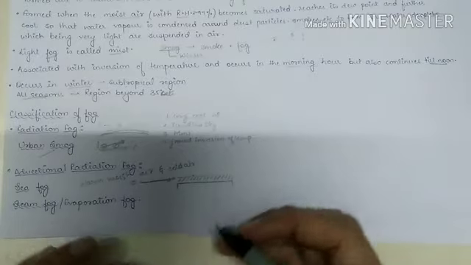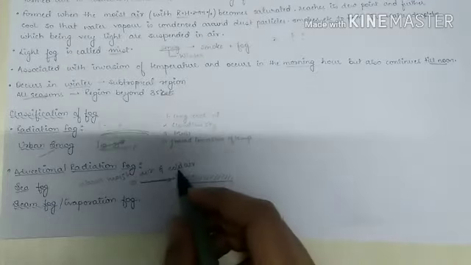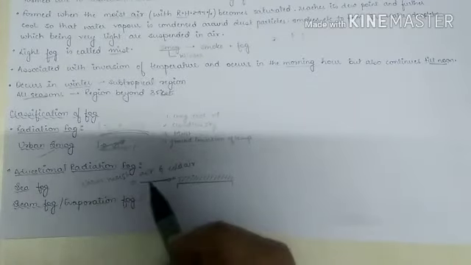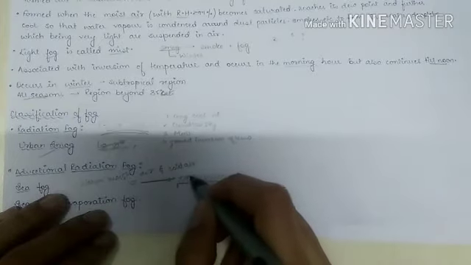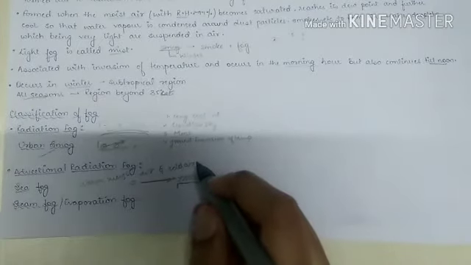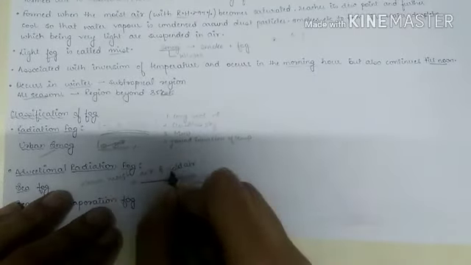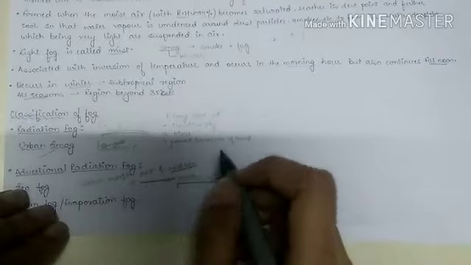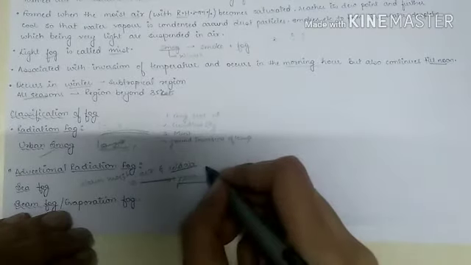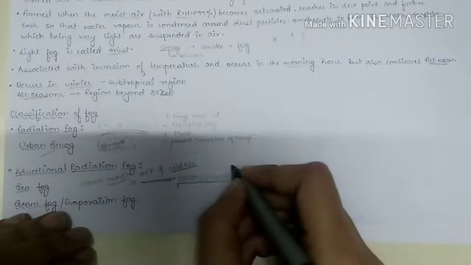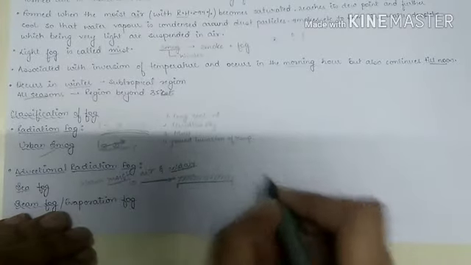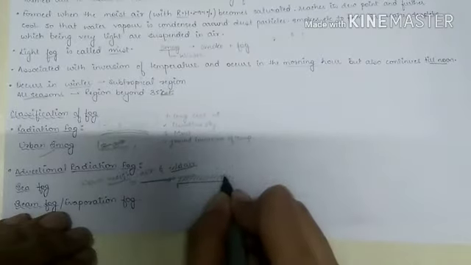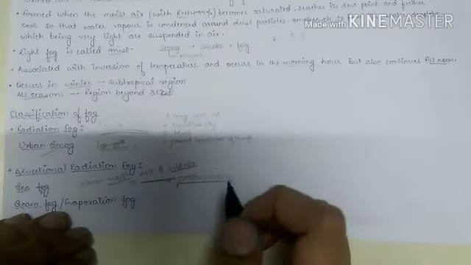Now, because the warm and moist air is coming, it mixes with cold air, and here the advectional fog or advectional radiation fog is formed. How is it formed? As soon as this warm and moist air mingles with cold air, the water vapors condense and form tiny droplets, and thus the advectional radiation fog is formed.